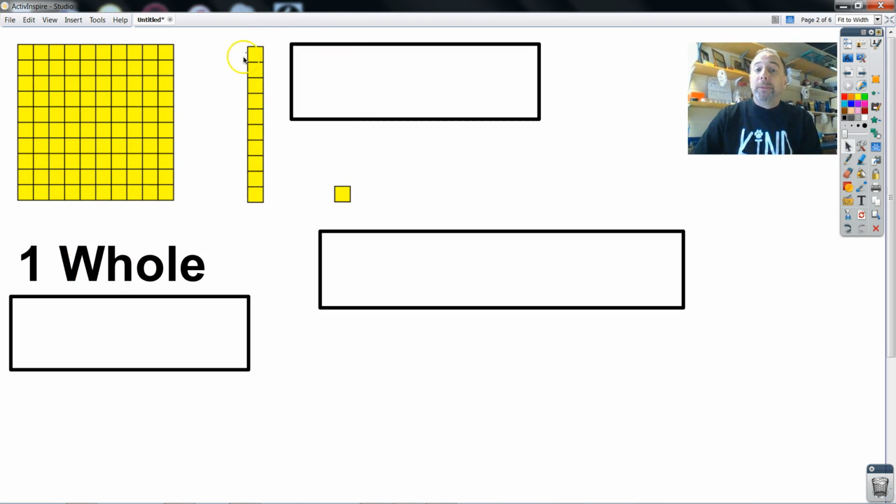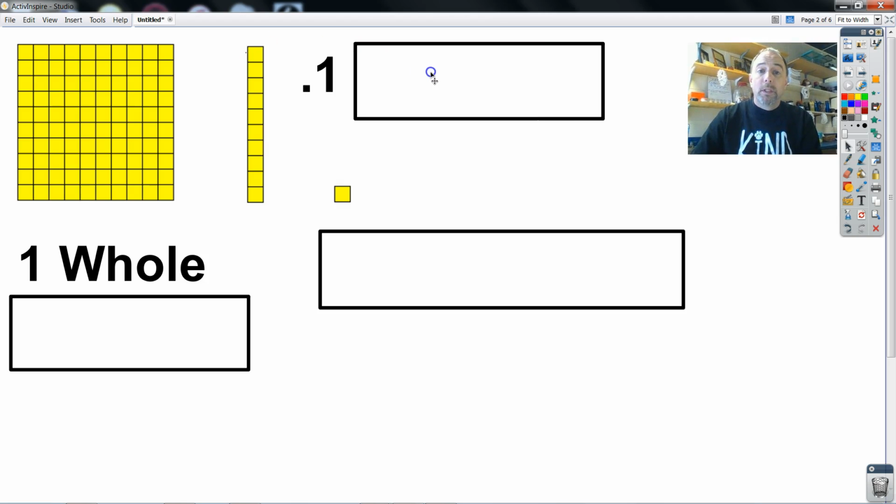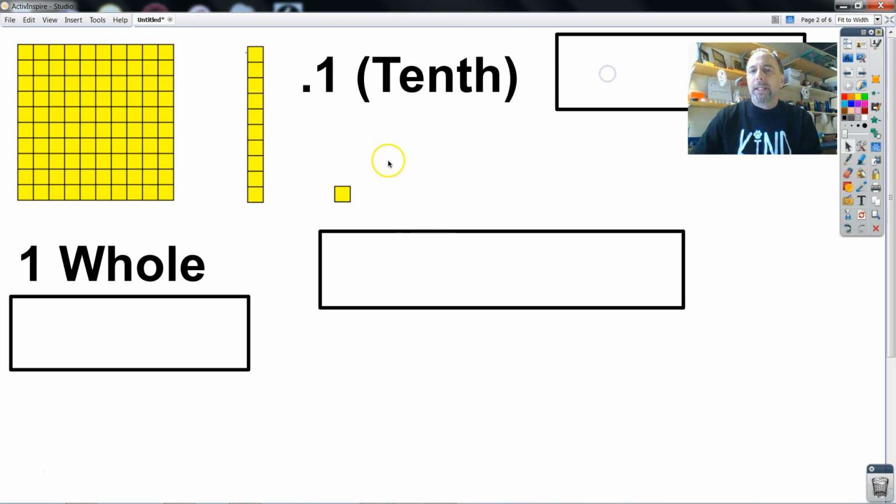This is our first decimal. And as you probably have guessed by now, this is a tenth. Now, a tenth is written this way, 0.1, decimal 1. Don't say point. People get upset when you say point. I don't know why either. It's tenth, decimal 1. Looks like that.